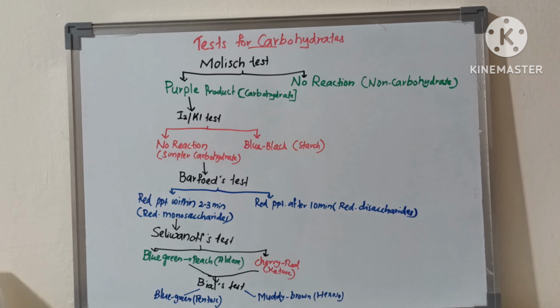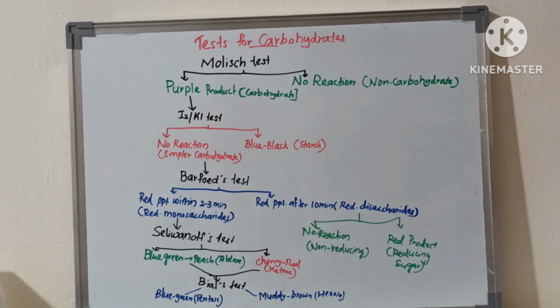Next one is Bial's test, which is used to detect the presence of pentoses. Blue or green product indicates the presence of pentoses and muddy brown to grey product means the presence of hexoses. That is Bial's test. Next one is Benedict's test, which is used to detect the presence of reducing sugars.